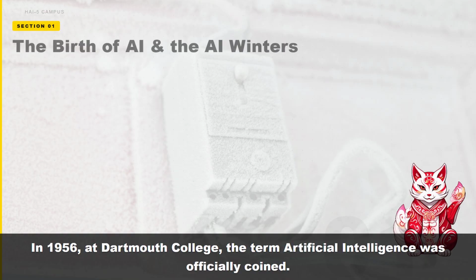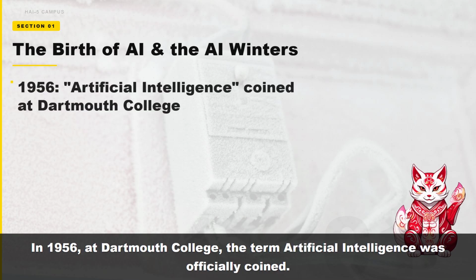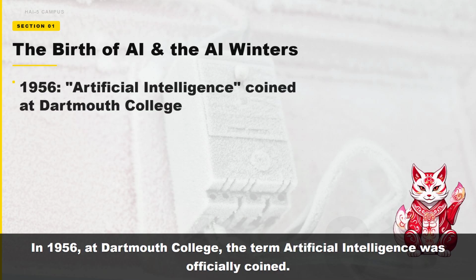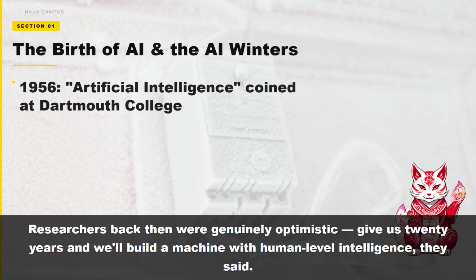In 1956, at Dartmouth College, the term artificial intelligence was officially coined. Researchers back then were genuinely optimistic. Give us 20 years and we'll build a machine with human-level intelligence, they said.